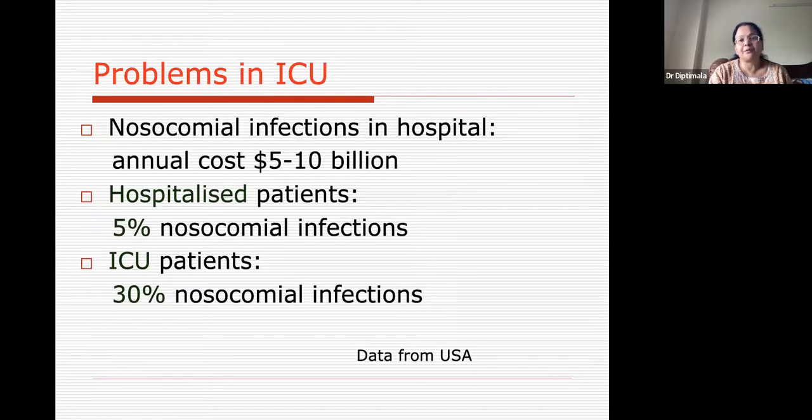Nosocomial infections in hospitals, this is the data from USA. The annual cost is 5 to 10 billion US dollars. Of the hospitalized patients, 5% of the admissions acquire nosocomial infections. And of the ICU patients, 30% acquire nosocomial infections. So this is quite a large number. By working on the infection control practices, if we cannot reduce it to zero, our efforts should be to minimize it as far as possible.